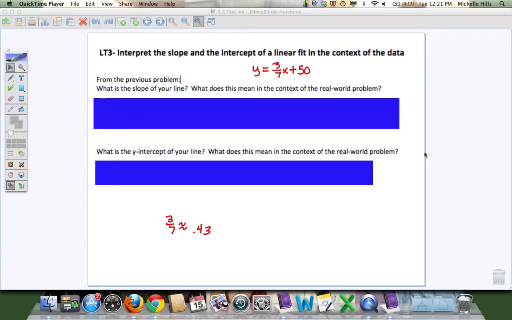So learning target 5.3 really is just taking the equation and the graph that you just had and saying what those numbers, what that 3/7 and that 50 that we found in the previous problem mean.